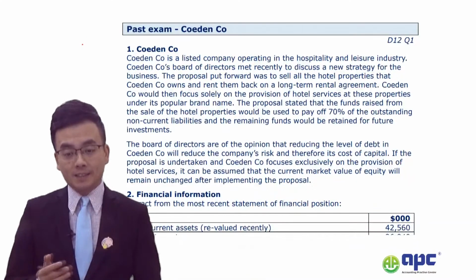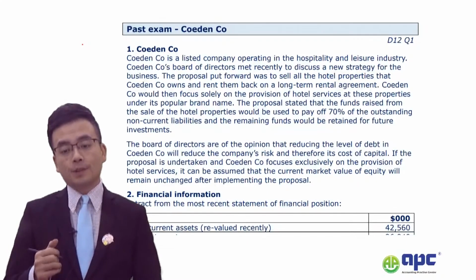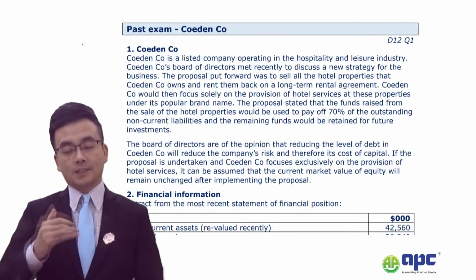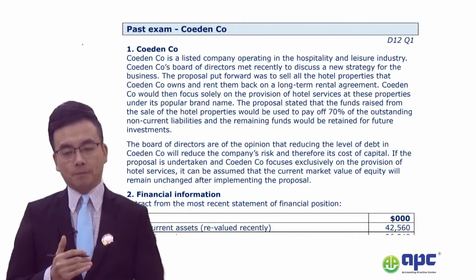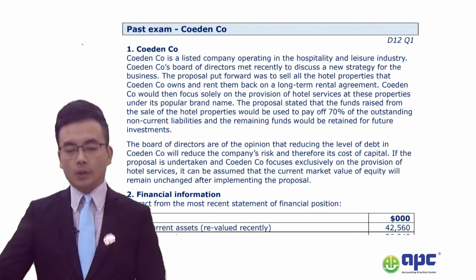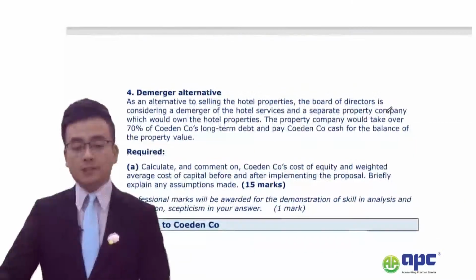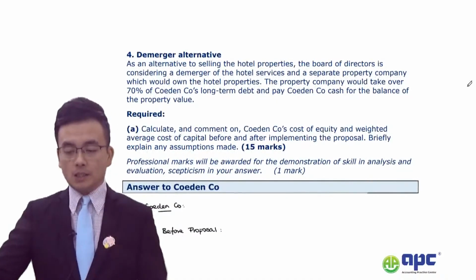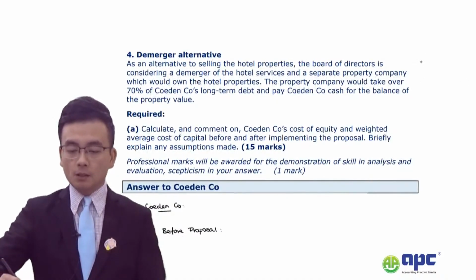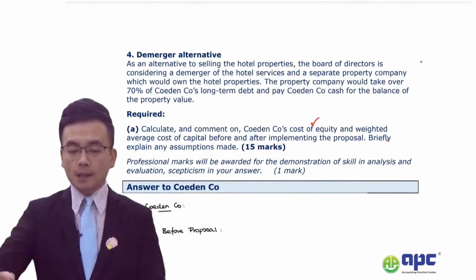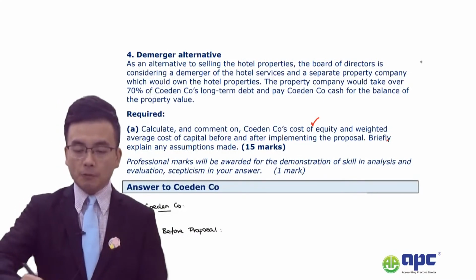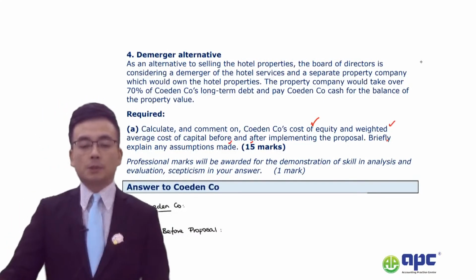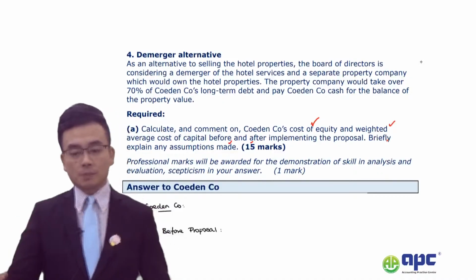Welcome back again. Now let's go through the first question here. It's called Coden Company. It's the next question that we are looking at, the cost of capital. Firstly, calculate and comment on the cost of equity of Coden company and also the WACC before and after implementing a proposal, and also any assumptions made.